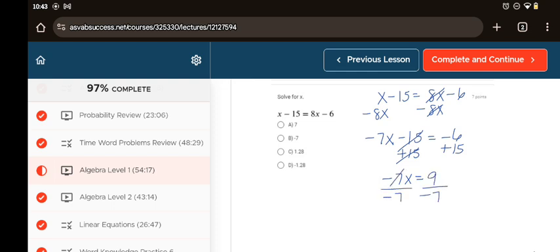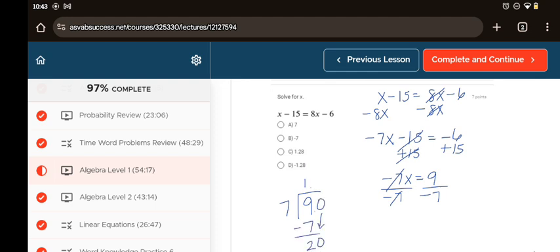I divide by negative 7. I do it to both sides. So that can cancel out there. And then I have to do 9 divided by negative 7. So yeah, let me just do that over here. I'm going to just ignore the sign for a little bit, just do the division, and then add the negative afterwards, okay? So 7 goes into 9 one time, 9 minus 7.